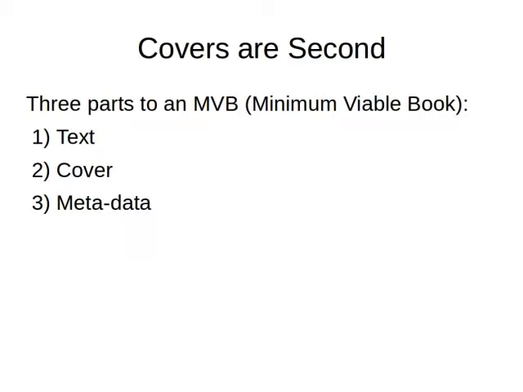We're covering today viable book covers. Now, covers are second. You recall that the three parts to a minimum viable book are text, cover, and metadata. By the end of this, you'll have a cover ready for your book. And so all you have to do, with the text and the cover, is get your metadata, and then you'll be able to publish the whole thing immediately. Again, it should take you no longer than a week to publish your first book.